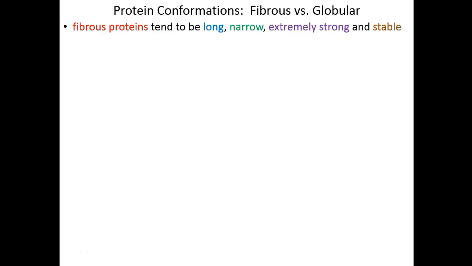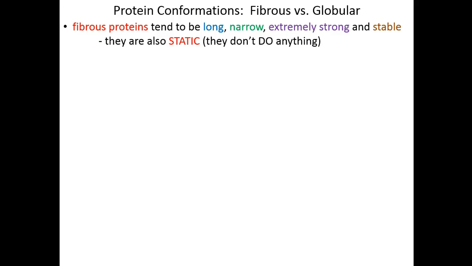Fibrous proteins are named that because they very much resemble fibers. They tend to be long, very narrow, and they're extremely strong and stable. I think of fibrous proteins as resembling rope, made up of very long, slender, narrow fibers that are braided together to give a great deal of tensile stability. More importantly, fibrous proteins are static. They assume their shape, they stay in that shape, and they don't do anything after that.